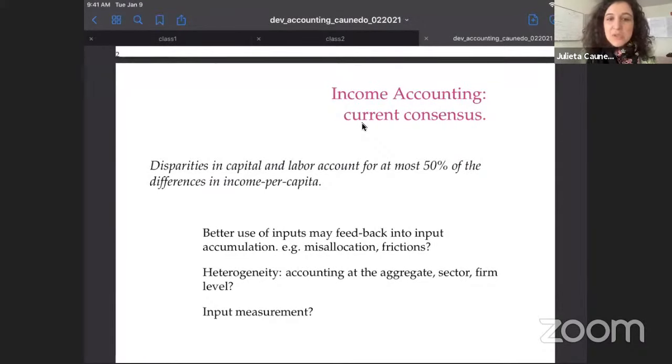There is another issue, which is the issue of heterogeneity. How much capital and labor account for in the aggregate may not be the same across sectors or across firms, okay? So I'll talk a little bit about that today. And then there is a final question, which is, are we doing the best we can in measuring inputs properly? And the biggest challenge in doing this, when you think of data across countries, is to do it in a harmonized way, okay? So I'll get to these issues as we move through the course.